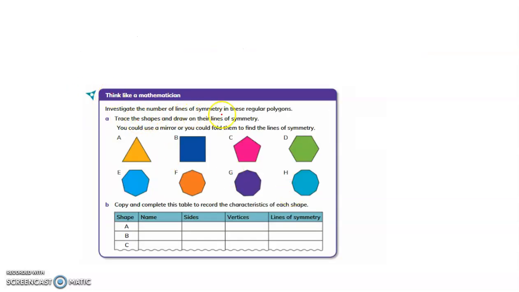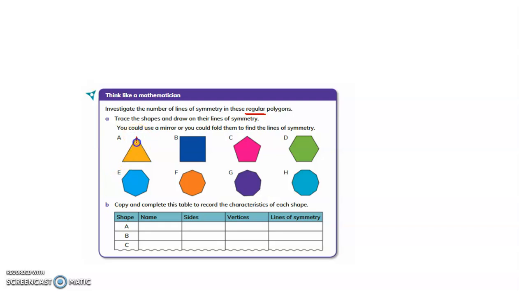Now investigate the number of lines of symmetry in regular polygons. Closed figures with 3 or more straight sides are called polygons. If the lengths of all sides are equal, then it is called a regular polygon. A polygon with all sides equal is called a regular polygon. In triangles, the equilateral triangle is what we call regular, wherein all 3 sides are equal.